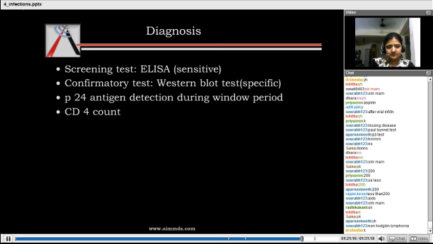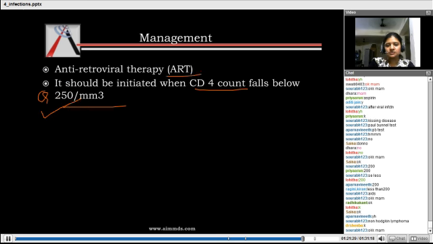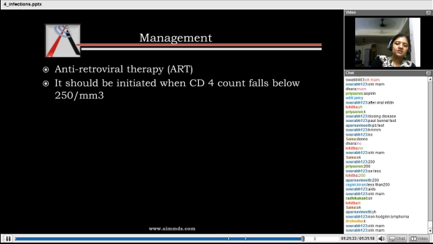Non-Hodgkin's. How will you diagnose it? ELISA is a screening test. A confirmatory test is Western blot. During the window period, you can detect P24 antigen MCQ. You can also do a count of the CD4. This is how you diagnose AIDS. Management: antiretroviral therapy, which should be initiated when the count falls below 250.